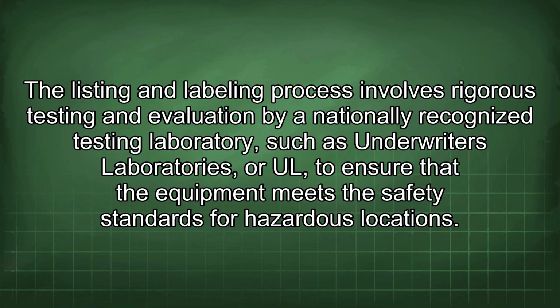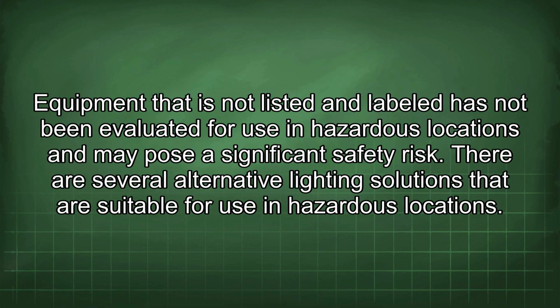The listing and labeling process involves rigorous testing and evaluation by a nationally recognized testing laboratory, such as Underwriters Laboratories, or UL, to ensure that the equipment meets the safety standards for hazardous locations. Equipment that is not listed and labeled has not been evaluated for use in hazardous locations and may pose a significant safety risk.